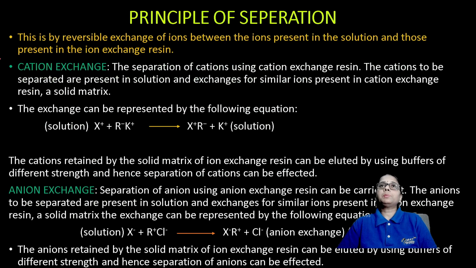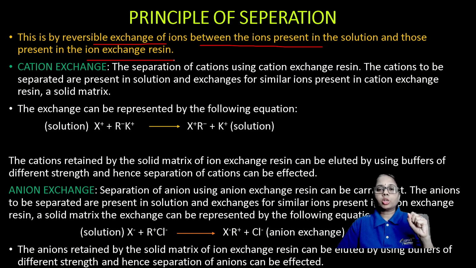Coming to the principle of separation involved in ion exchange chromatography, it is by reversible exchange. That means ions are separated according to oppositely charged attractions: a reversible exchange of ions between the ions present in the solution and those present in the ion exchange resin. If the resin contains positive particles, it automatically attracts the negative particles and then exchanges with them. That is why it is a reversible exchange. So there are cation exchange and anion exchange, only two types.